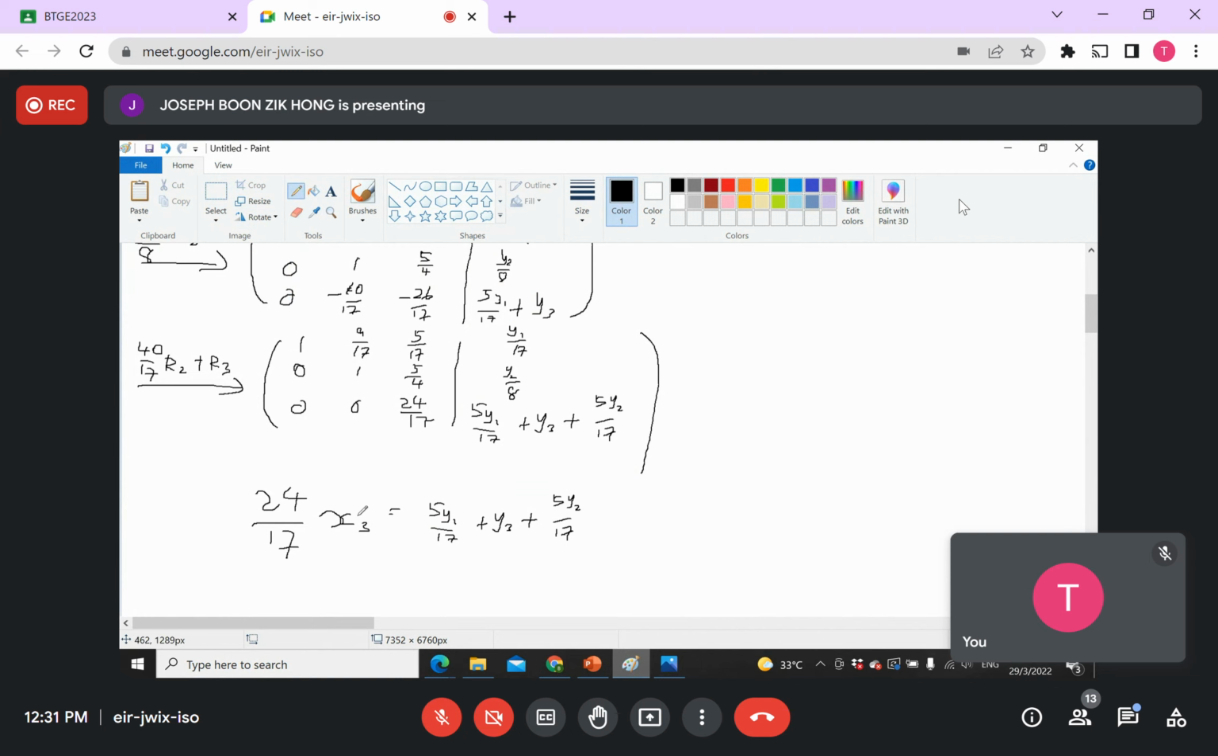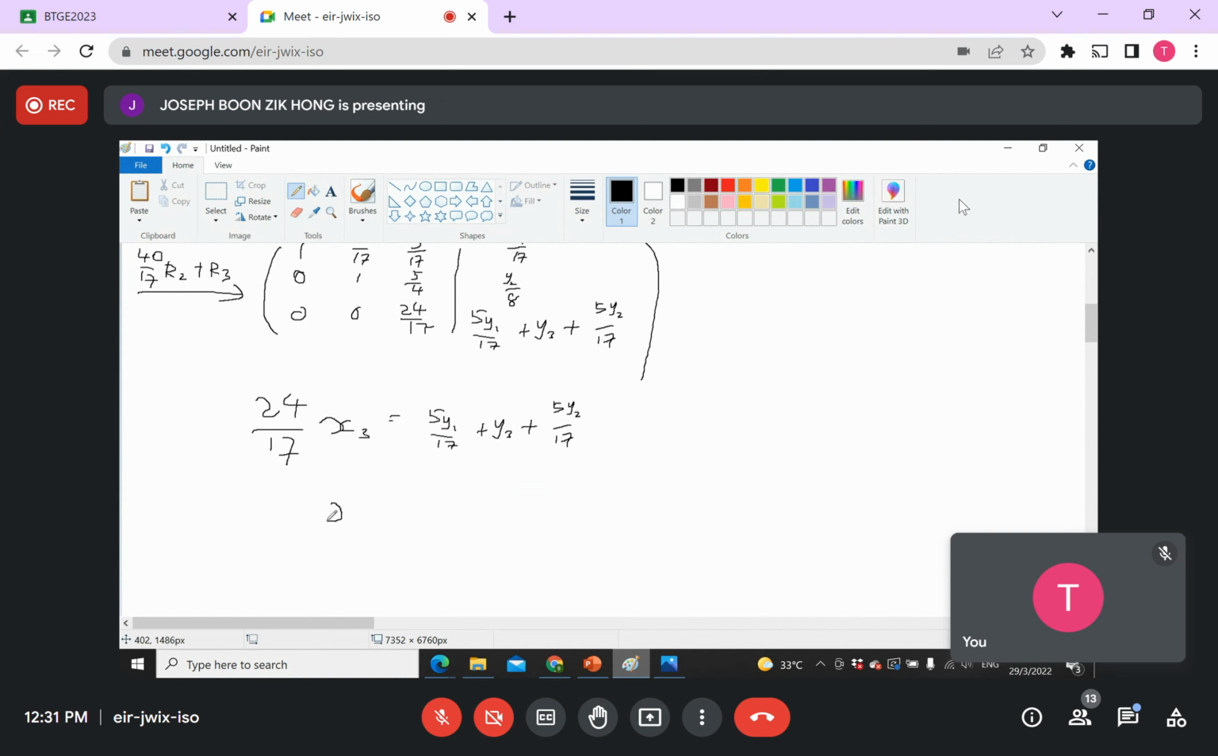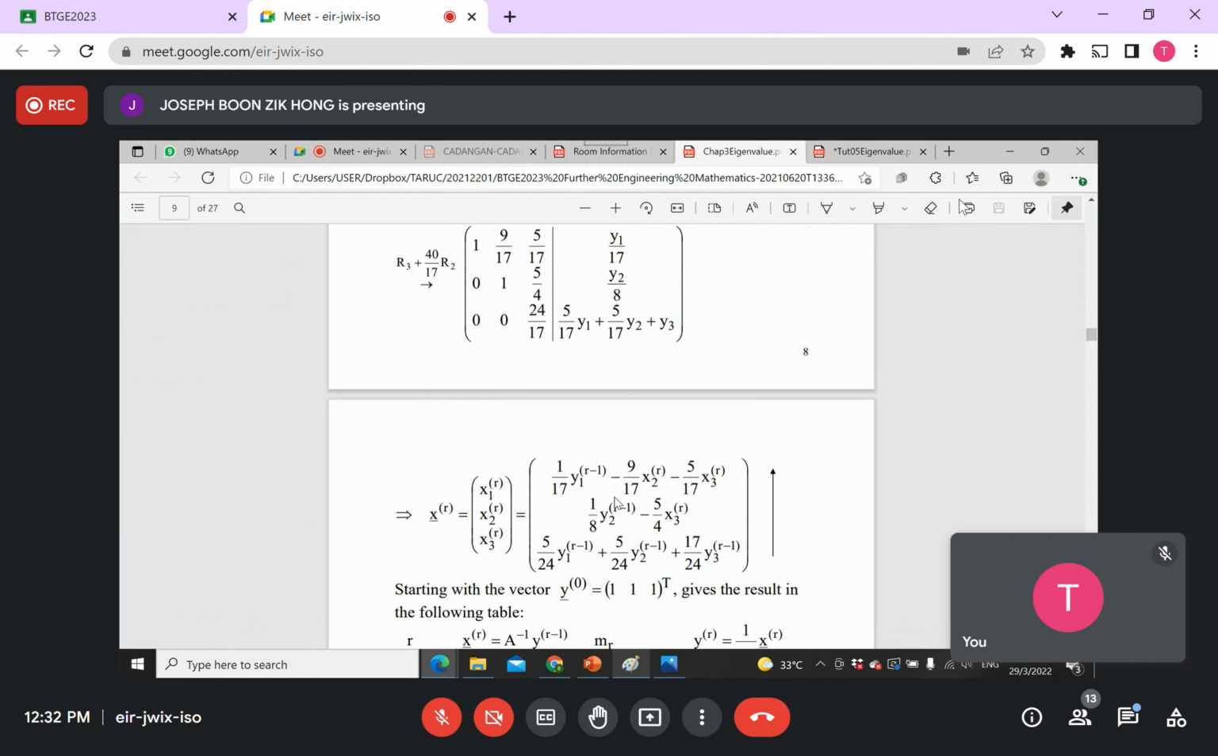So this one will be your x3. Of course, I need to move my 17 over 24 here. So this one will be my x3. Okay, and then after you get your x3, you can get your x2.